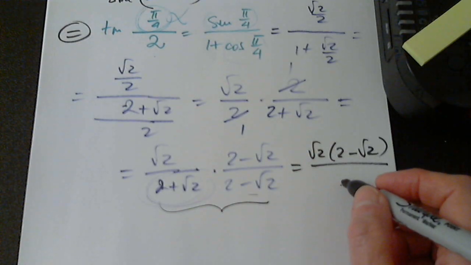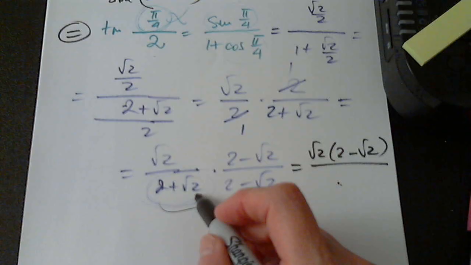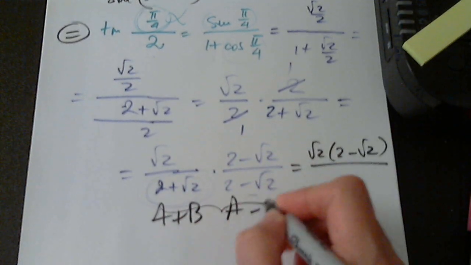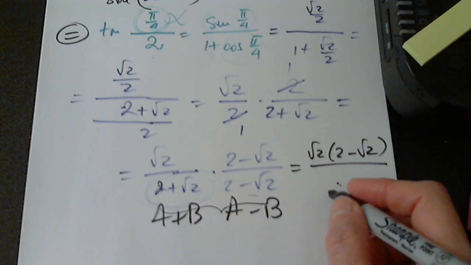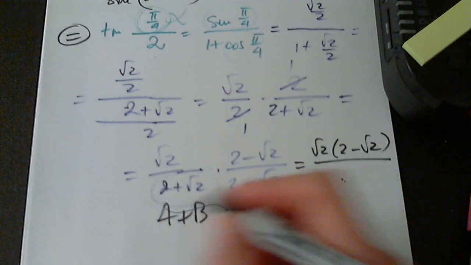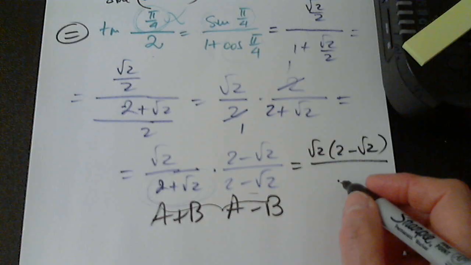Is anyone with me? Two minus the square root of 2 squared. It's 2 plus the square root of 2, 2 minus the square root of 2. This is a plus b times a minus b. Can anyone give us the answer?